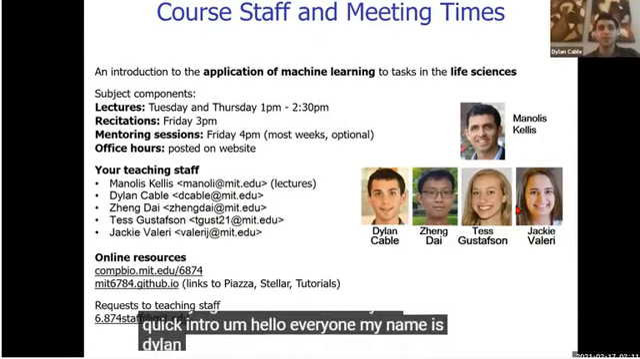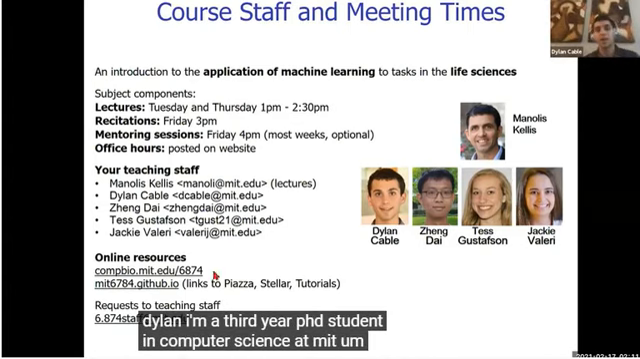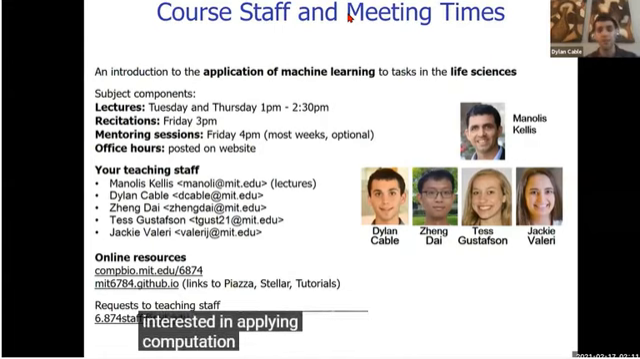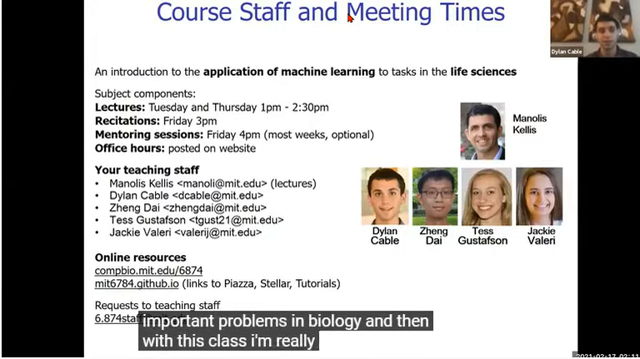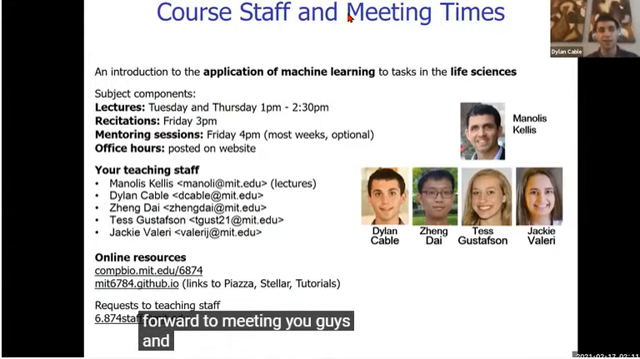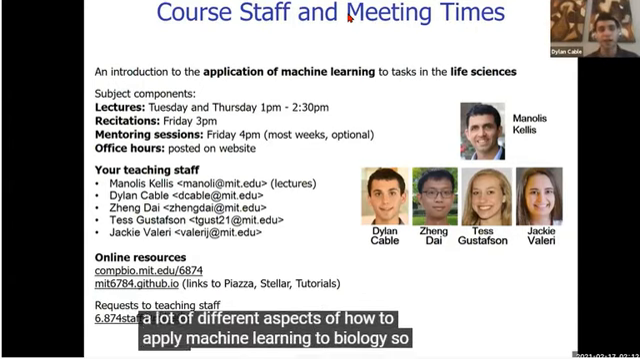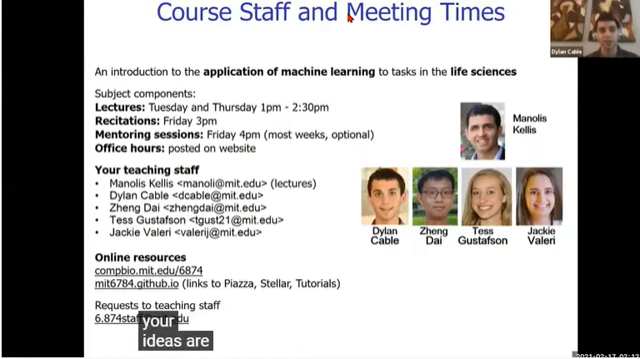Hello, everyone. My name is Dylan. I'm a third-year PhD student in computer science at MIT. I'm interested in a lot of different things, but broadly, I'm interested in applying computation and statistics to solving important problems in biology. And with this class, I'm really looking forward to meeting you guys. I'm interested in a lot of different aspects of how to apply machine learning to biology. So happy to help you guys find out different ways to do that and see what your ideas are.